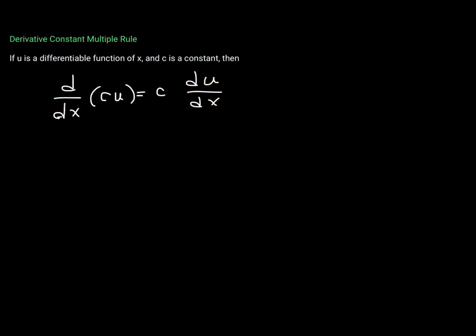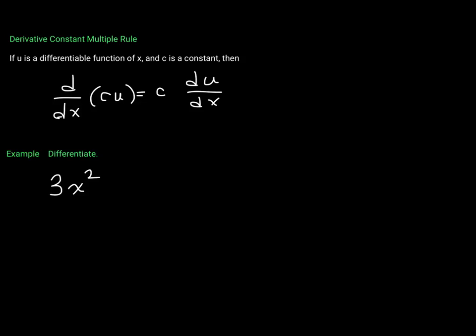All right, our next rule is the derivative of a constant multiple. So if u is a differentiable function of x and c is a constant, then the derivative of c times u, the constant, so this is a number, times your function, is equal to that constant times the derivative of u with respect to x.